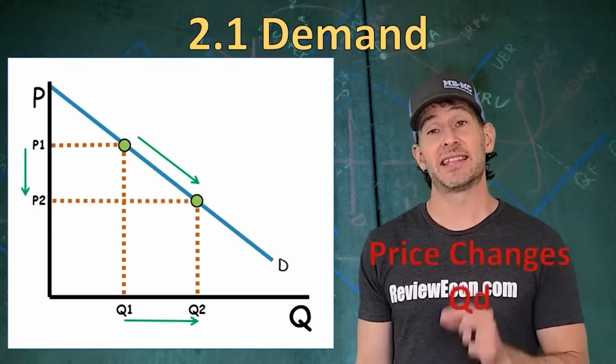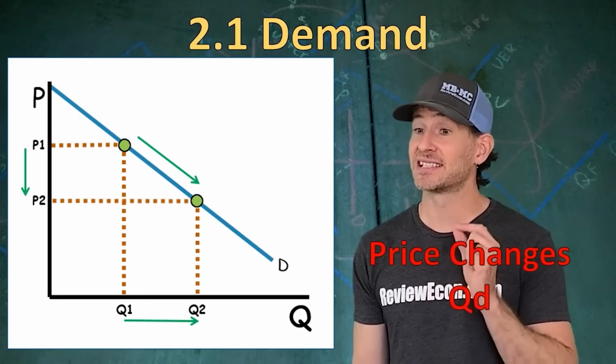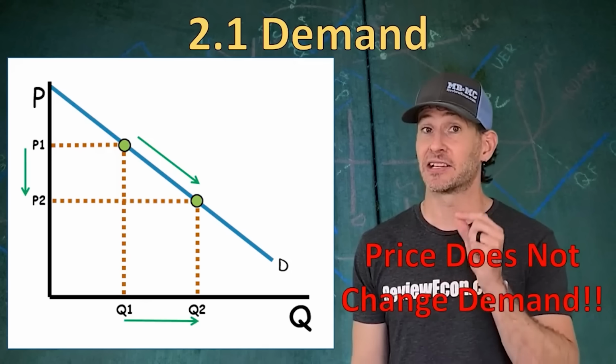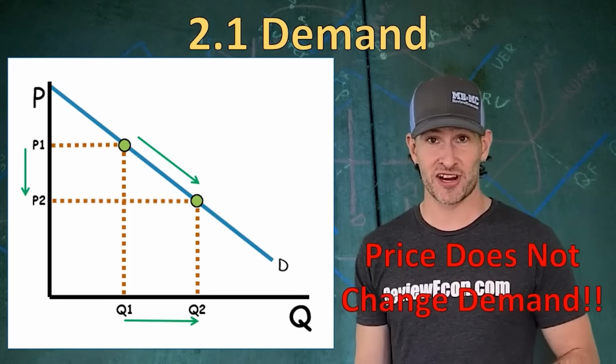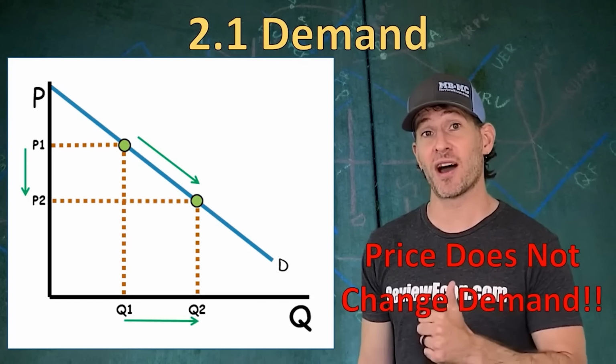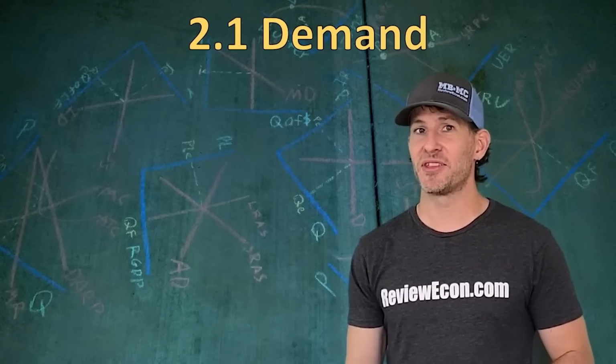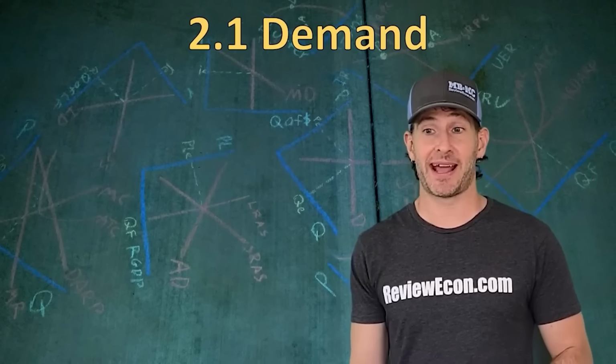Special thing to note is that price changes quantity demanded. Price does not change demand. It's a key thing that pops up over and over again, and it will trick you if you aren't paying attention. Price changes quantity, not demand. Remember it. There are some things besides price that do shift demand curves.